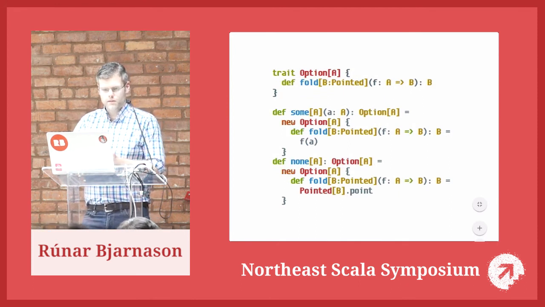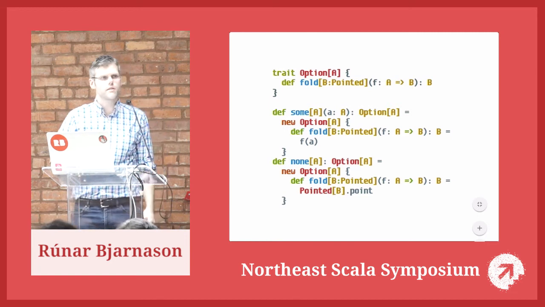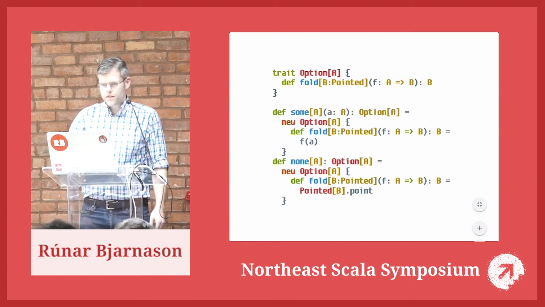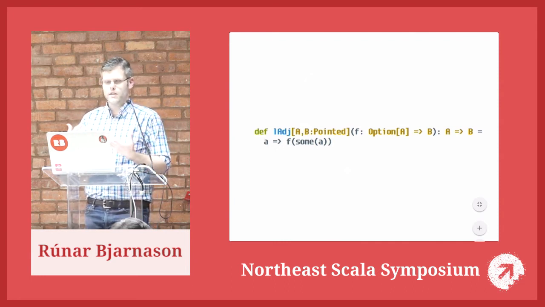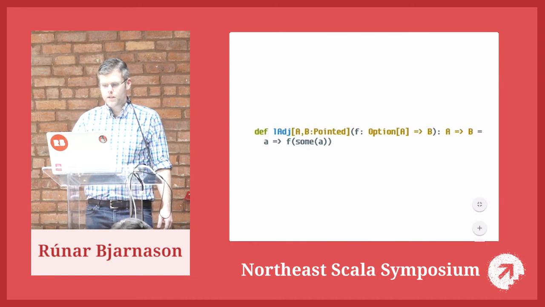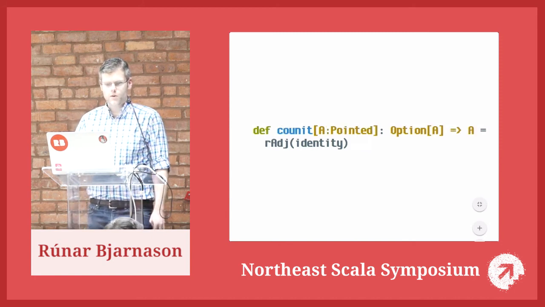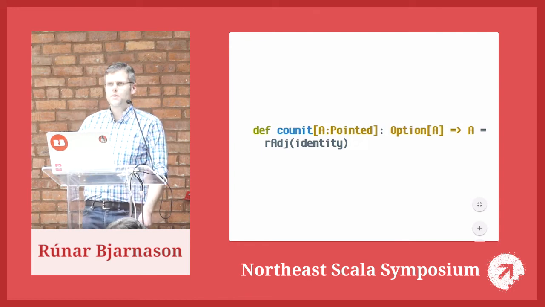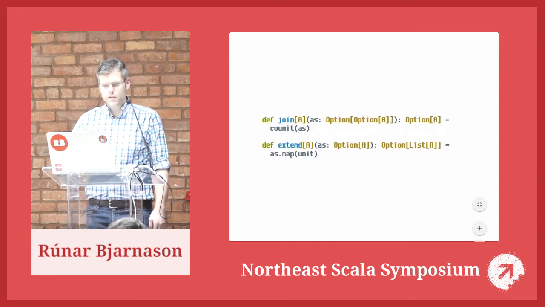And just to prove that this is actually the same as option, I can implement sum and none. Right? So if I have sum and I fold that, I pass my A to the F, and otherwise I get the point of the pointed set. And then there's a left adjoint, which isn't all that interesting. Usually with adjoint functors like this, one of the sides is going to be more interesting than the other. One of the sides is easy and the other one is hard. But if we turn the crank on our adjunction, we get the unit for our option monad. And if we turn it the other way, we get a co-unit for our option comonad. But that's not a comonad in the Scala category, it is a comonad in the category of pointed sets. And we can get the join and the extend for that monad and that comonad as well, just as if by magic.